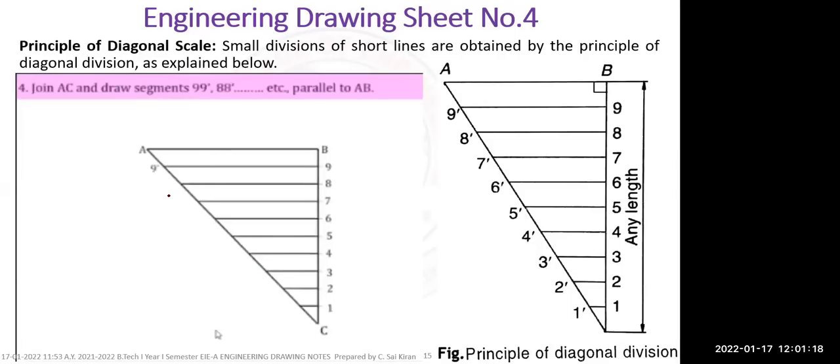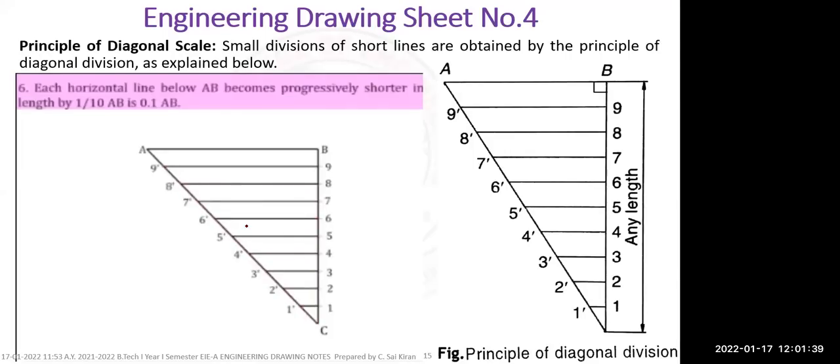After extending lines, with respect to 9, it will be 9 dash. With respect to 7, it will be 7 dash. With respect to 2, it is 2 dash, 1, 1 dash. Okay, these are similar triangles. And if you measure 1 to 1 dash, it is 0.1 of AB. If you measure 5 to 5 dash, it is 0.5 of AB. That is the main thing. So if you take 1 by 10, it is 0.1 of AB.